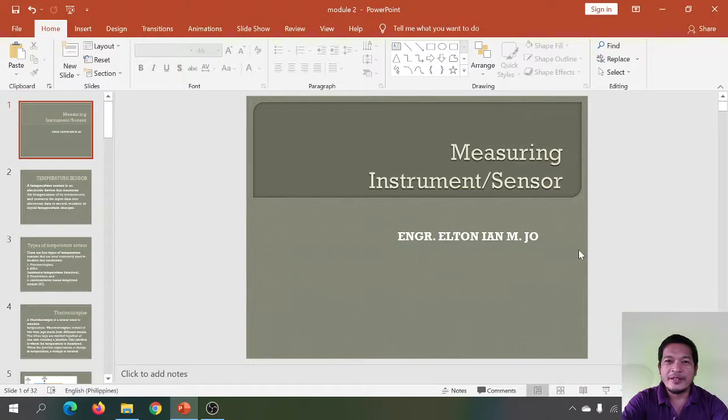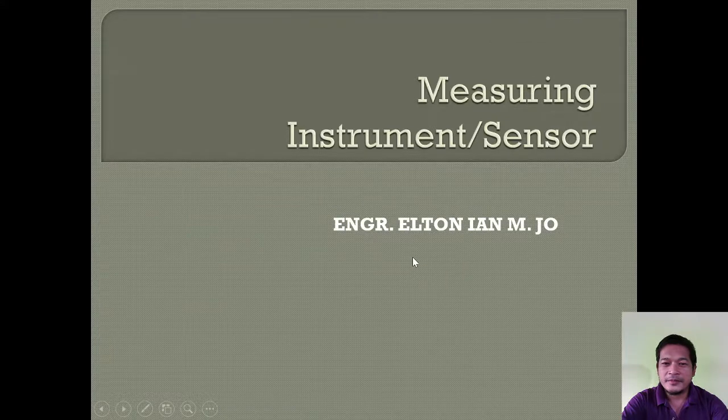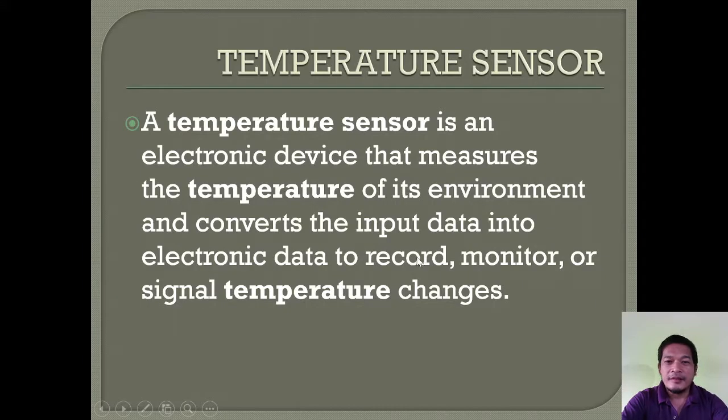Now this time we're going to discuss our Module 2, talking about measuring instruments or the sensors. The first type of measuring instrument or sensor that we're going to discuss is the temperature sensor. So what is a temperature sensor?